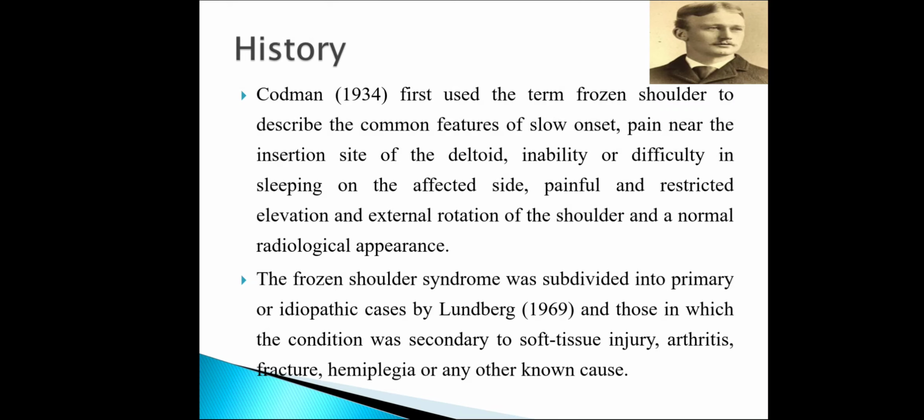Frozen shoulder syndrome was divided into primary or idiopathic causes by Lundberg in 1969, and those in which the condition was secondary, the cause being soft tissue injury, arthritis, fracture, hemiplegia or any other known cause.